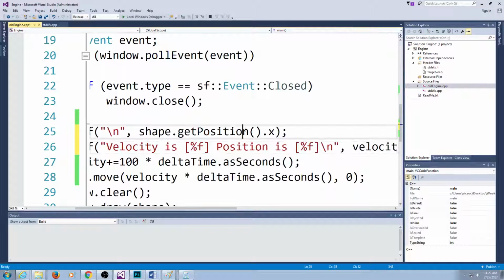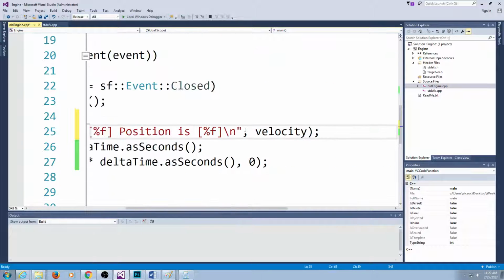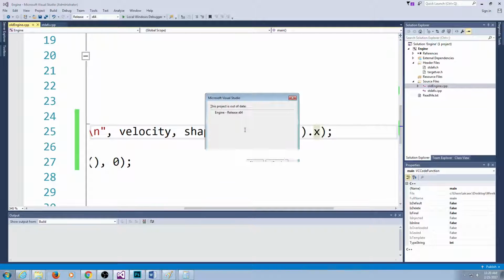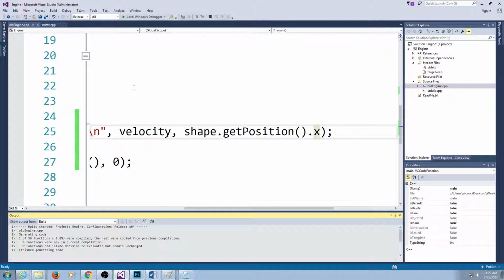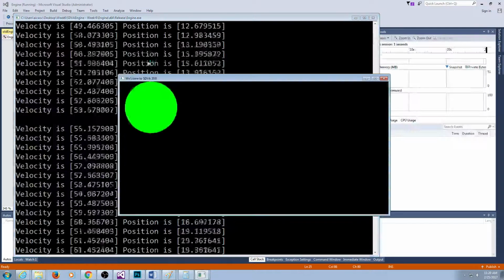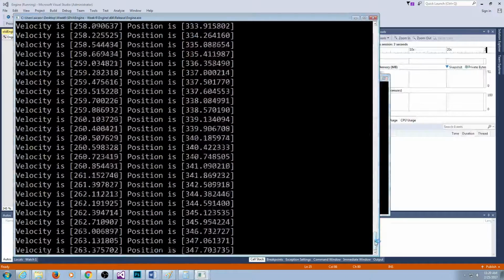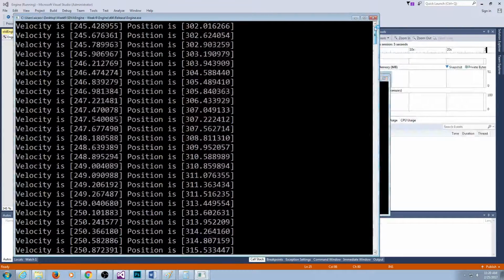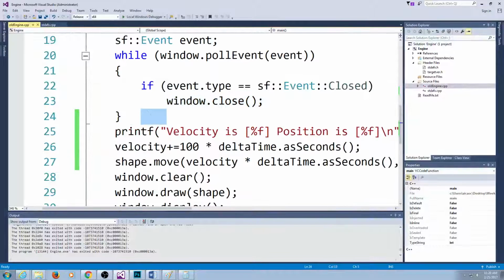Do this down here. So I'm printing out both the velocity, the speed of the ball, and also where the ball is. Okay. I'll do this a little bit slower.